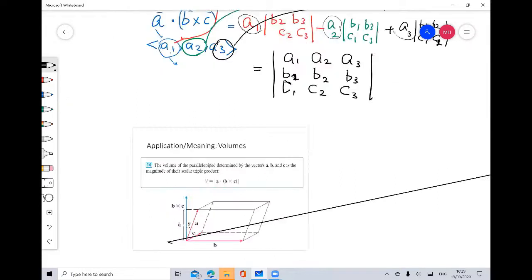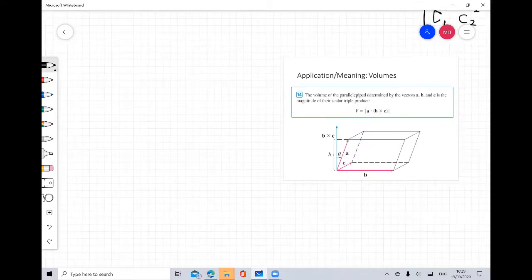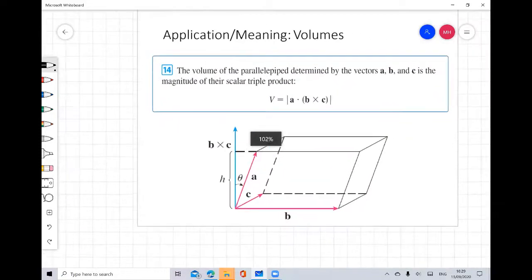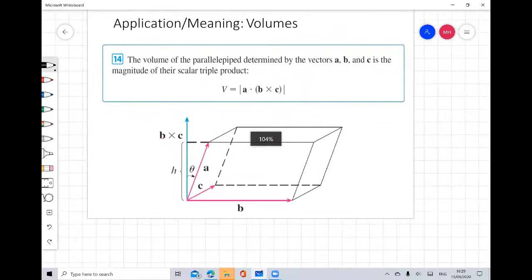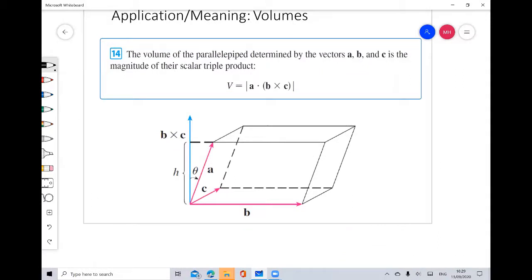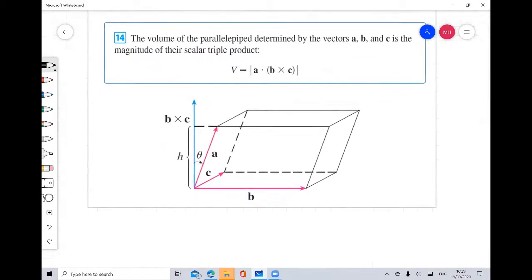So what does this 6 mean? What does the value of this 6 mean? Actually, I have this application that tells me that this is a volume. Let's see why. It's not a length, but it's a scalar. I know that A dot B cross C is a scalar, but it might be positive or negative. That's why these brackets are brackets of absolute value.